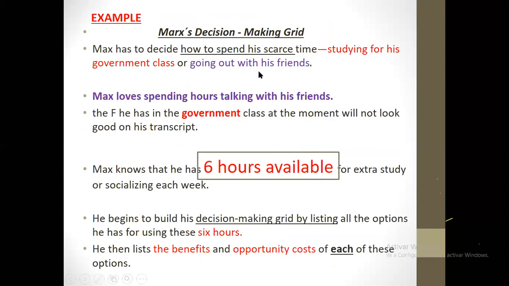Okay, now over here there is an example. Remember, we discussed this already. This guy has only 6 extra hours, but he has to decide whether to spend time with his friends or divide the amount of hours.